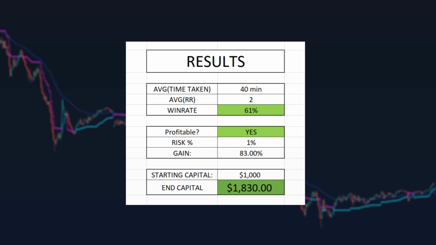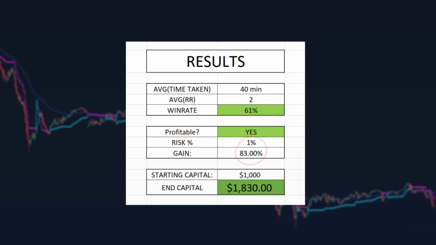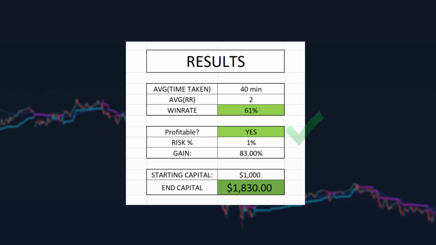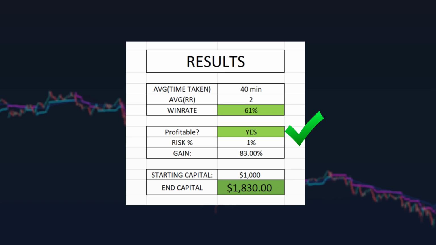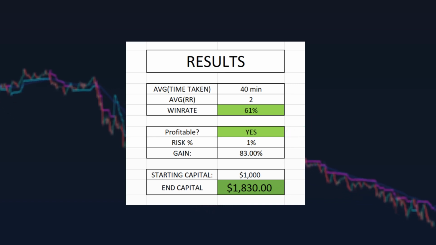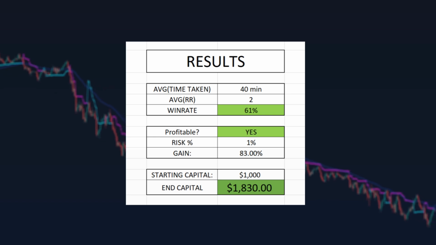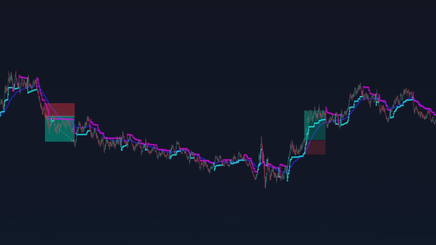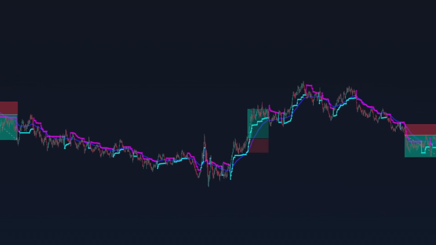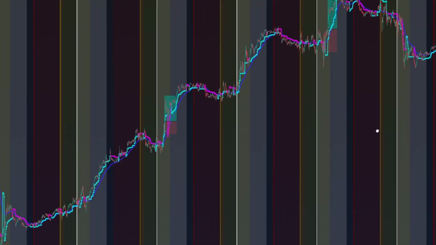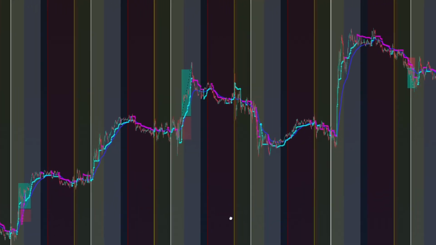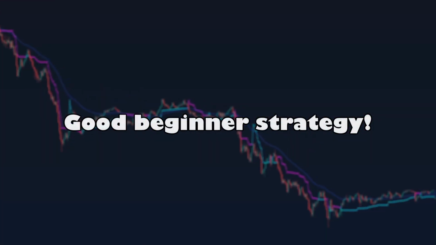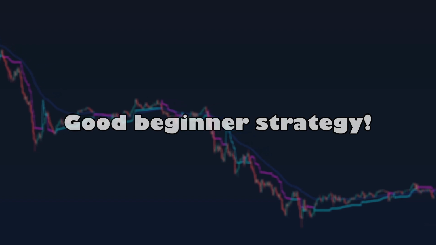The net gain from 100 trades was 83%, bringing the account balance to $1,830, starting from $1,000. This strategy proved flexible enough to adapt to lower time frames, with consistent results of a 61% win rate and nearly 83% account growth over 100 trades. While swing trading on higher time frames can offer slightly better results due to reduced noise, scalping on lower time frames like the 5-minute chart provides more frequent setups and faster feedback, making it ideal for traders who are actively learning. If you're looking for a straightforward strategy to try, I think this one is a great starting point.